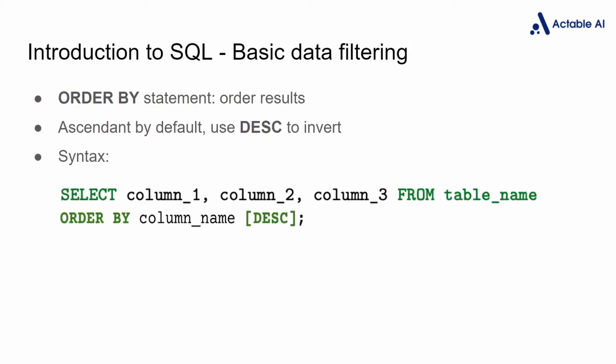Great. Now let's talk about order by. Order by is here to order the selections. The results we see are ascending by default, but you can also add DESC at the end to invert that and have descending order. Same syntax: you just add order by at the end, then the column name which you want to order by, and DESC if you want. You can also add multiple column names if you want to sort by multiple columns.